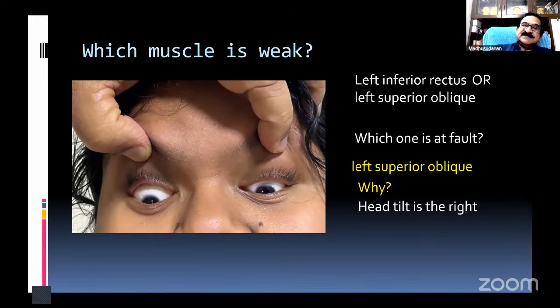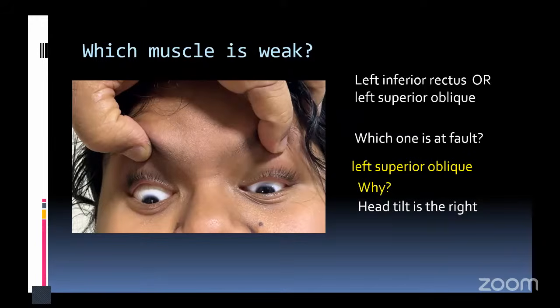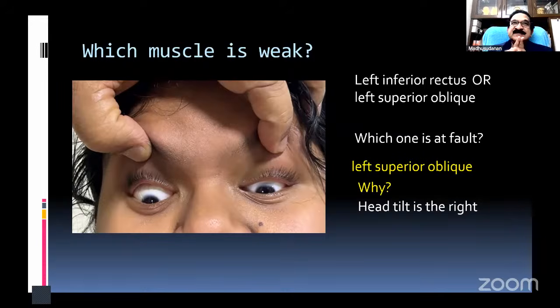Suppose the left inferior rectus is weak. Usually obliques produce head tilt, but recti can also produce head tilt, not the medial rectus, but because all the vertical recti are also cyclovertical muscles, they can also have torsional action. So if it is inferior rectus, which side should the head tilt be? Left side. Yeah, correct. Because head tilt is always in the direction of action of the paralyzed muscle. If the left superior oblique is affected, the tilt should be to the right side. If inferior rectus is affected, because inferior rectus is an extorter, the head should have been towards the left side.